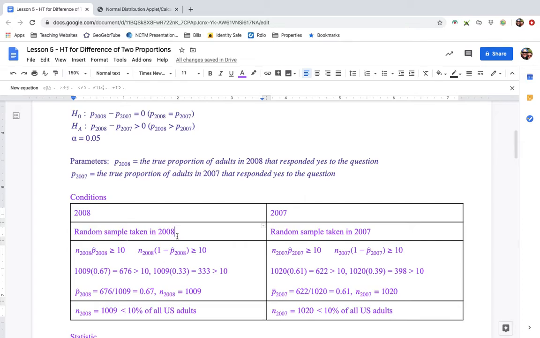I saw that clearly one teacher had their students organize it in this way, and I really liked it. So for two samples, I think this helps organize your conditions. You need two random samples.